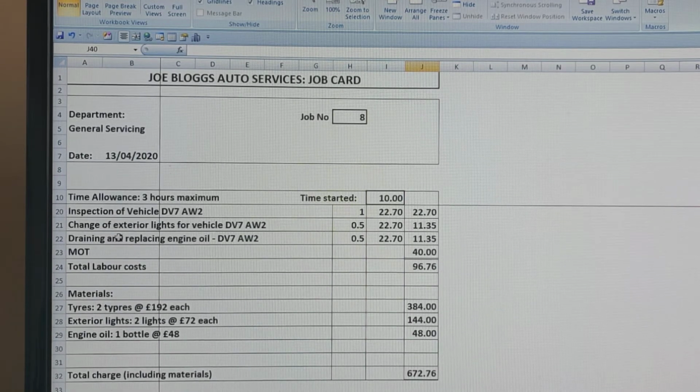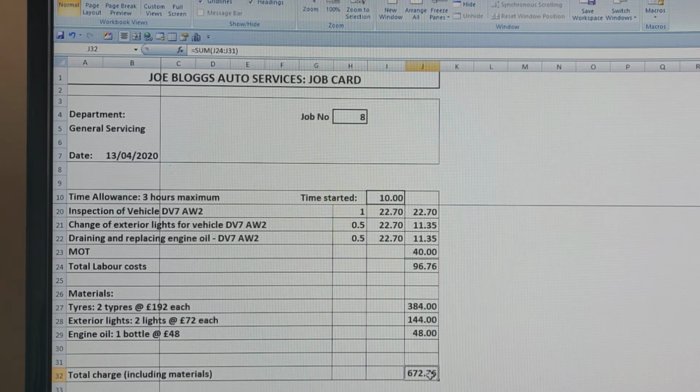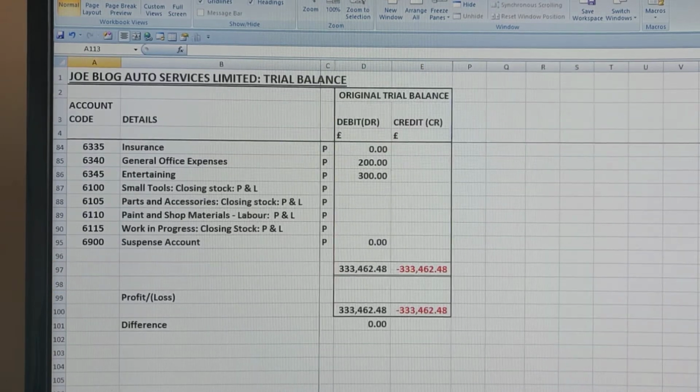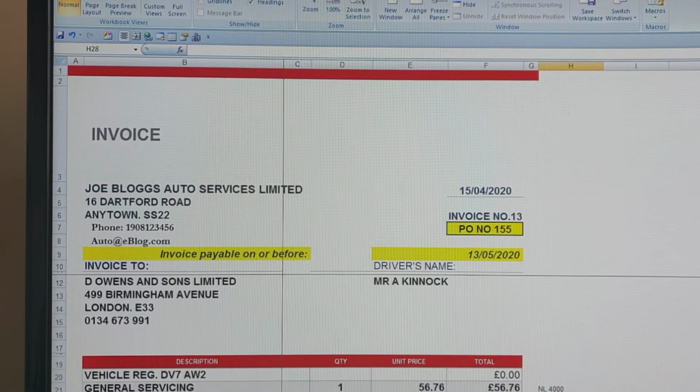Okay. So the total cost, including materials, of fixing this car and making it roadworthy again, is £672.76. So that is what will be passed to the bookkeeper. This job card will pass to the bookkeeper so that she can use it to issue an invoice that will be sent to the client. So I am going to now look at the invoice that I have here. I think I have an invoice open here. Yeah. So the invoice went to the client, but then the invoice is now ready to be posted to the nominal ledger.